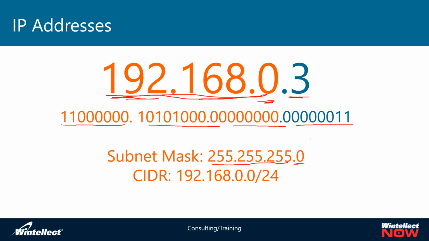So that means I have a 24-bit network address, and then I have an 8-bit host identifier right there. So that would be what is highlighted in blue here.